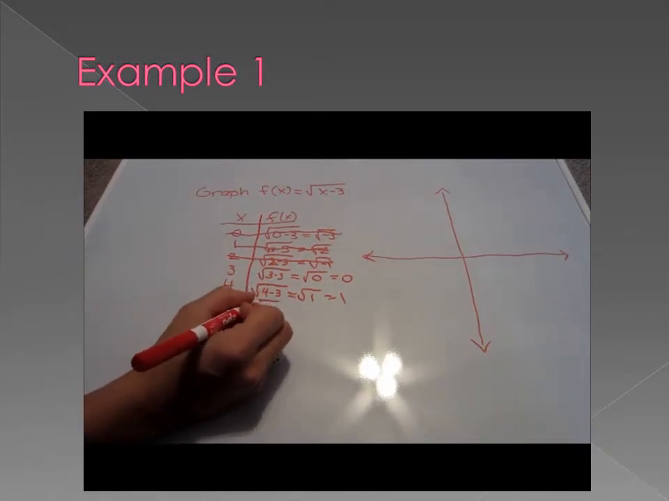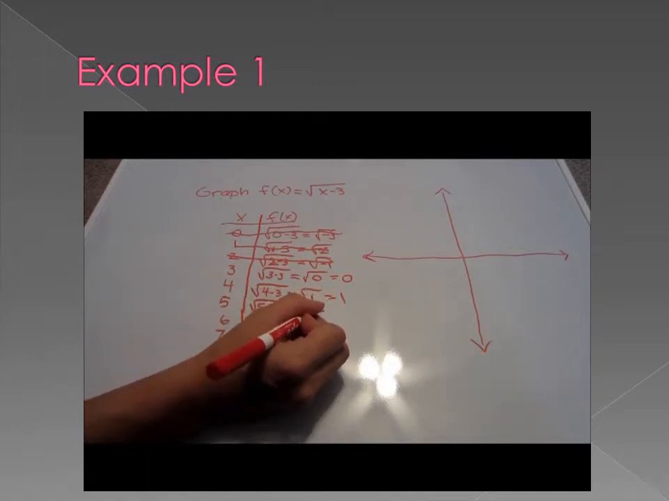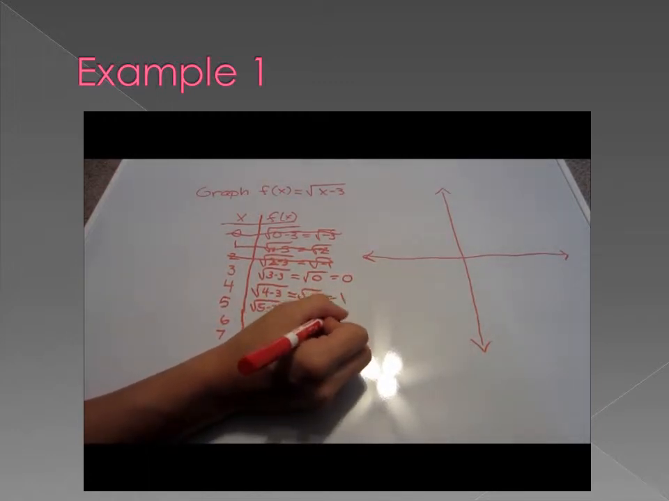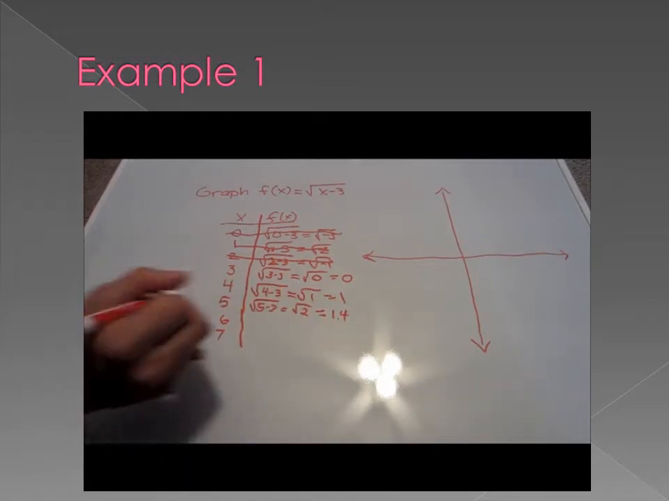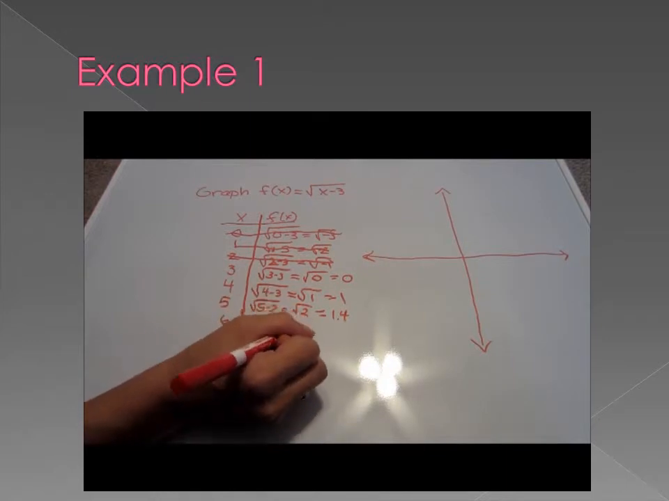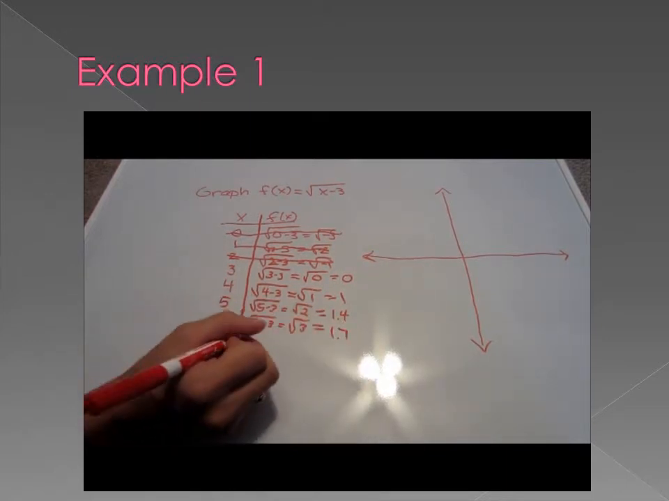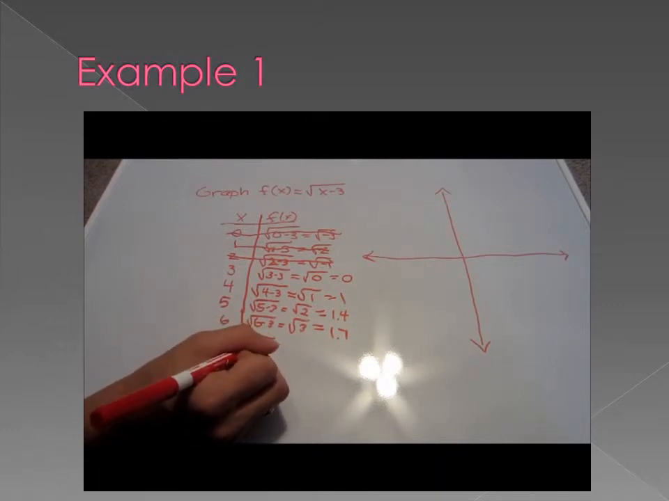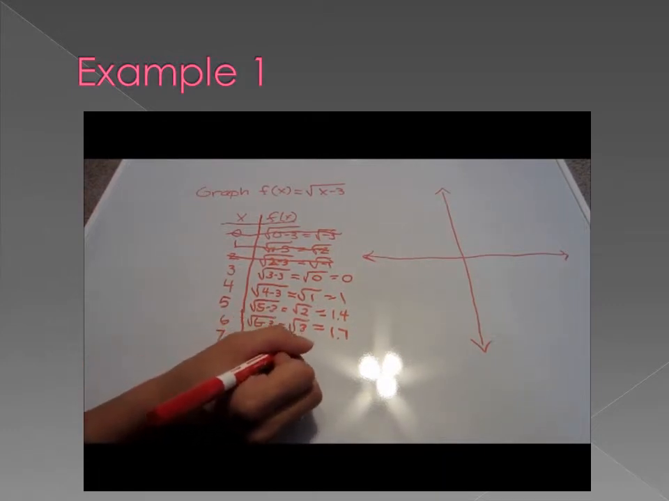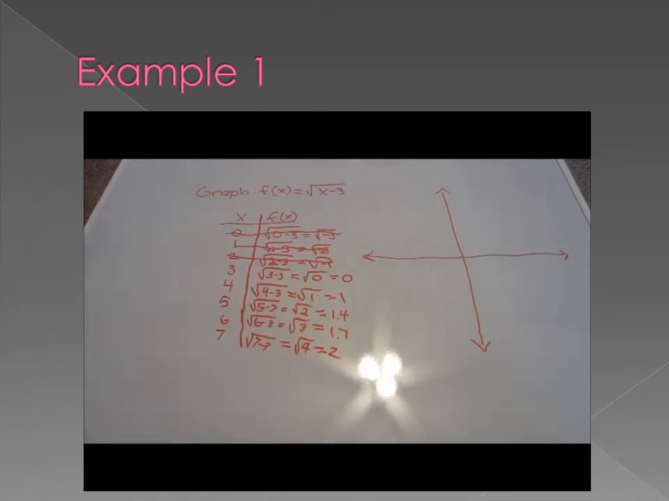5 minus 3 is 2, so we get the square root of 2, and if we use a calculator to approximate that, we get 1.4. For 6, we get 6 minus 3, which is the square root of 3, which is about 1.7. And for 7, we get 7 minus 3, which is the square root of 4, which is 2. Now we can go over to our graph and graph this.